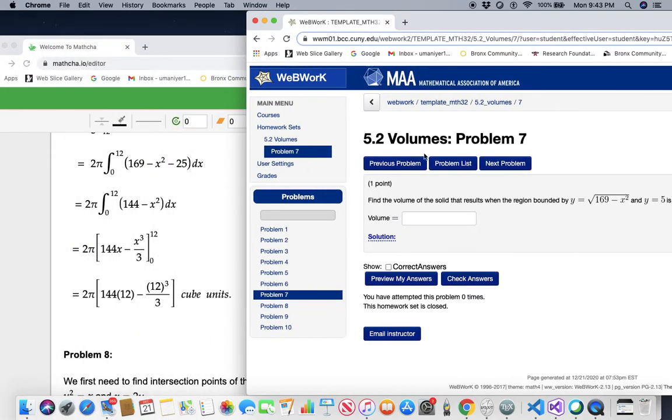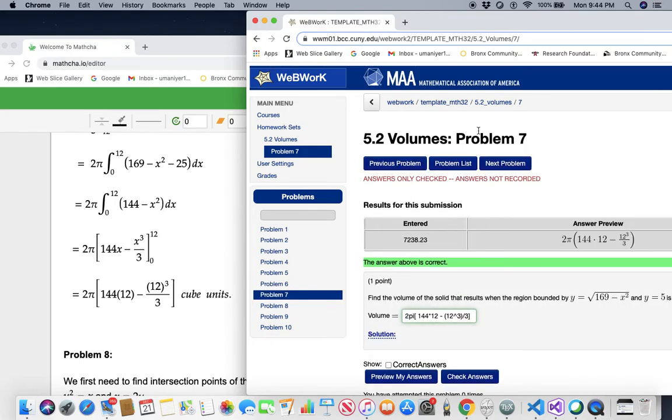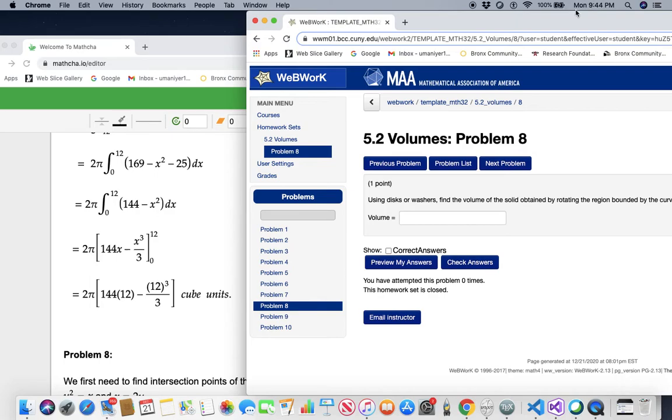When I do that, I haven't even simplified it. So let me simply write down the expression I have here. 2 pi bracket 144 times 12 minus 12 to the power 3 over 3 bracket. It all works out. Next problem.